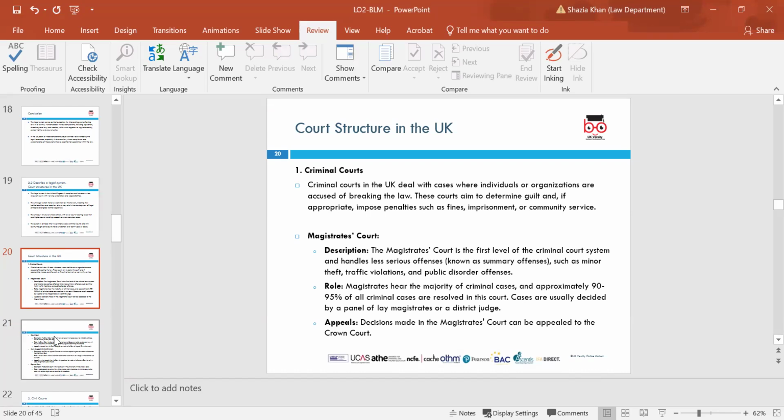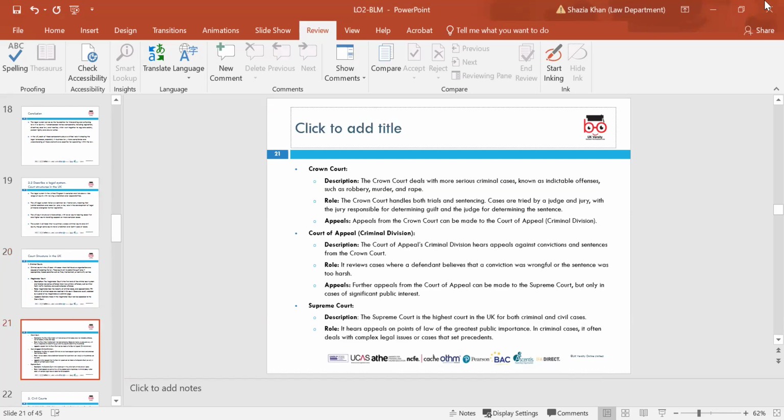So the next one we're going to look at is the Crown Court in regards to the criminal side. The Crown Court is typically a court of first instance. It considers criminal law cases. It deals with serious criminal offences and only hears cases where the defendant is accused of committing an indictable offence or a more serious triable either way offence. Indictable offences are very serious offences such as robbery, rape and murder.